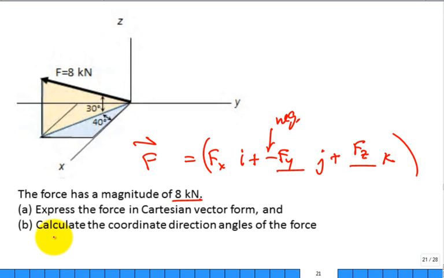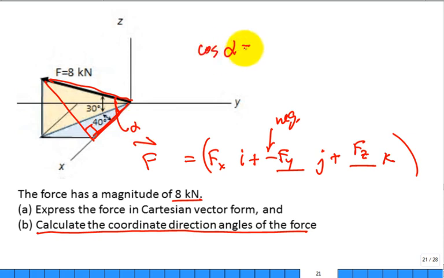Okay. Then you want to calculate the coordinate direction angles of that force. How would I get the alpha? How would I get the beta? How would I get the gamma? You have to think of new right triangles, in 3D, which just goes in the plane of the positive x. The force itself, come down here, isn't that alpha?